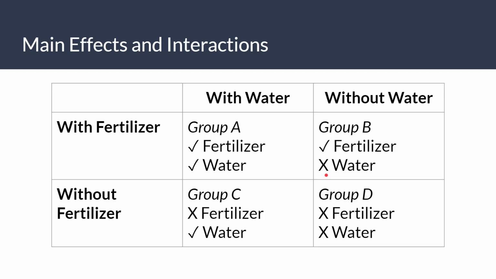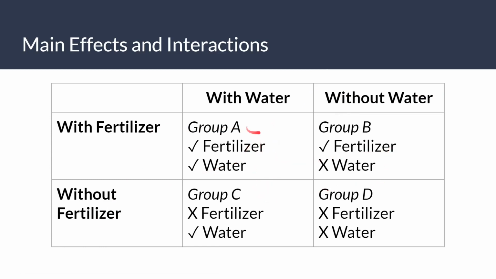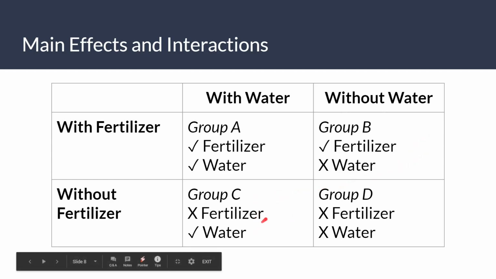Here's an example of a factorial study. There are two independent variables here. And let's talk about gardening. So the first variable is the presence or absence of water, while the second independent variable is the use of fertilizer. So what are the combinations that we would be able to make here? For group A, these are the plants that will both receive fertilizer and water. For group B, they will only receive fertilizer but they're not going to be watered. For group C, they are going to be watered but there's no fertilizer. And for group D, they won't have both fertilizer and water.